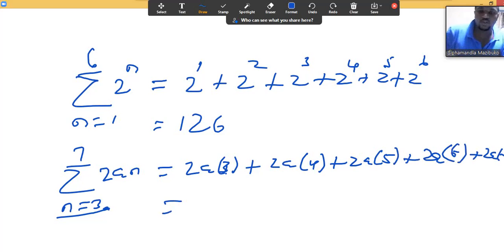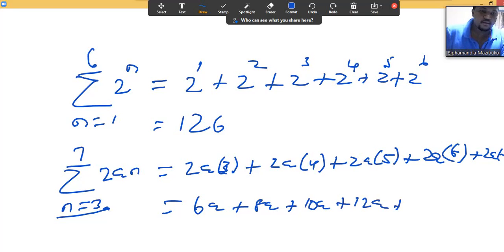Then you can put this on the calculator as well. What you're getting is 6a plus 8a plus 10a plus 12a plus 14a. Then you can add the a's. Adding these gives us 22, and this gives us 30, and then we're getting 50. So 50 would be our answer. So we have done expanding the series, right?